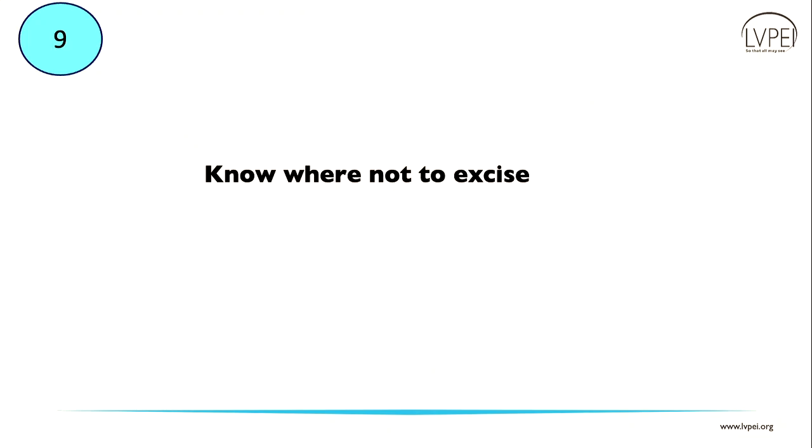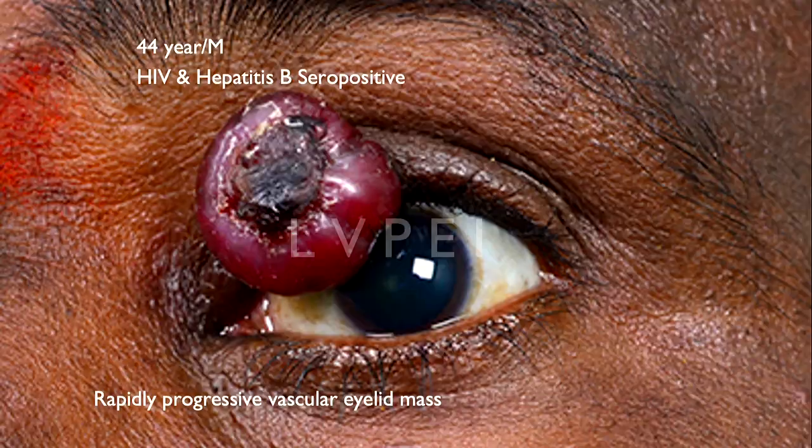We also need to know where not to excise. While excision is the standard of care, there are a few exceptions, like this clincher: a rapidly progressive vascular eyelid mass in an HIV and hepatitis B seropositive patient.